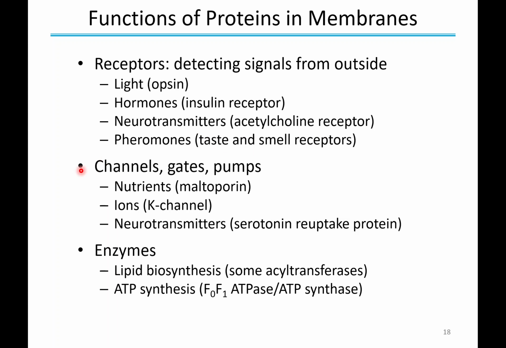Okay. You can also have channels, gates, and pumps. So nutrients, ions, the potassium ion channel and sodium ion channels, and then also things like the neurotransmitter serotonin reuptake protein, which acts to pump serotonin back into the cell. Okay. And finally, enzymes. We don't really see many examples of these, but some enzymes can be membrane proteins. And in metabolism, you'll talk about ATP synthesis, and the enzyme for ATP synthesis would be an example of an enzyme being associated with a membrane, being a membrane protein.